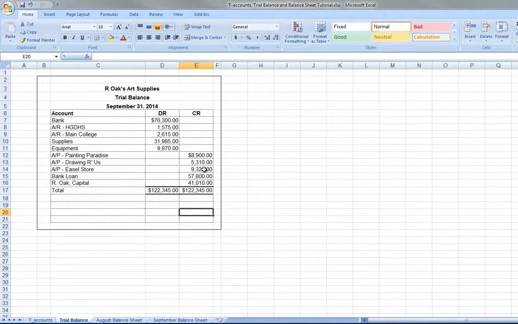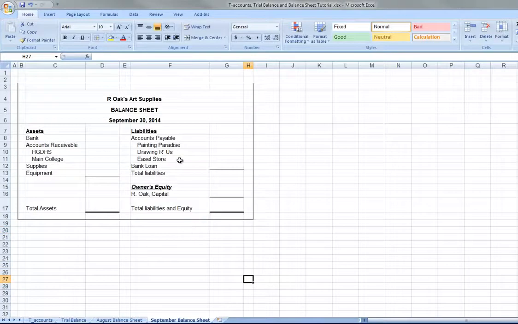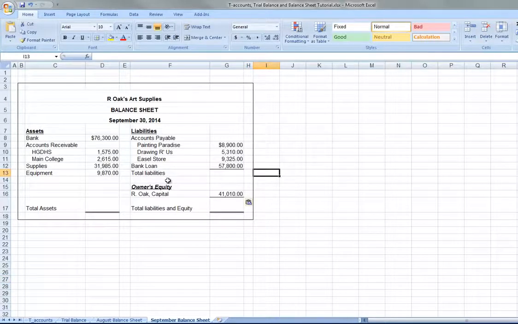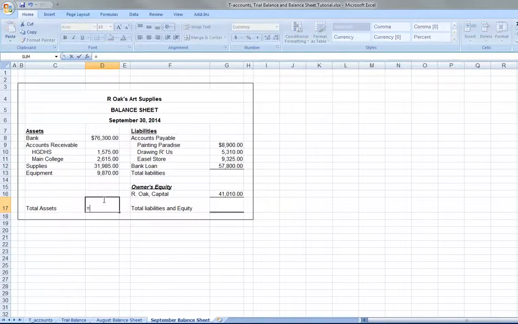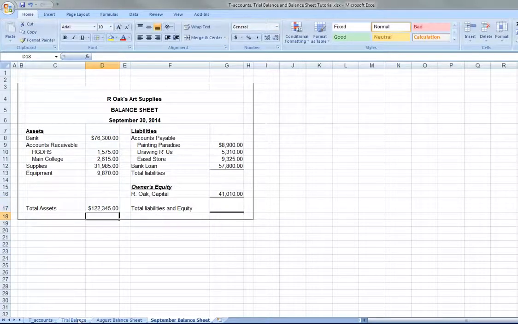So now that these balance, we could take these numbers and go to the September balance sheet and put all those numbers in, and then we get the balance sheet. So I'm going to pause the video while I put all those numbers in. And so there's all the numbers typed in. So again, we would total this, and that's the total assets. So equals, and it's the sum of the numbers in the column D from D8 to D13. So D8 colon D13. Hit the enter. And of course, that should be the same balance as we had in the trial balance.